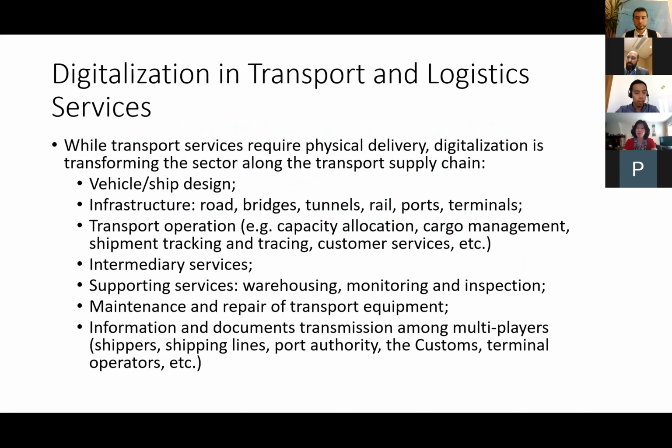If we don't only look at the final delivery stage, and look at the entire supply chain, we will find that digitalization is transforming the whole sector. From vehicle and ship design to infrastructure, transportation operation, intermediary services and supporting services, maintenance, repair, and information sharing, the activities in the sector tend to be more and more data-driven, and cloud-based digital platforms enable innovations and new business models. Data has become the center of the sector.